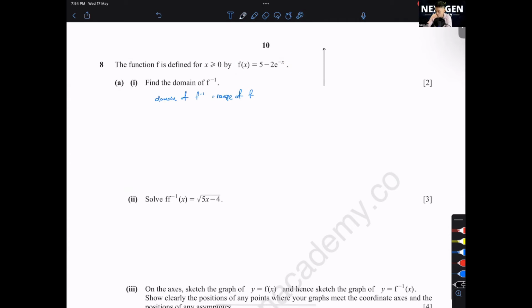Okay, draw out this exact graph, 5 minus 2e to the power of negative x. So we need to first understand the fundamentals of exponential first, which is like this, right? y equals e to the power x. Okay, what are the things that we need to know?